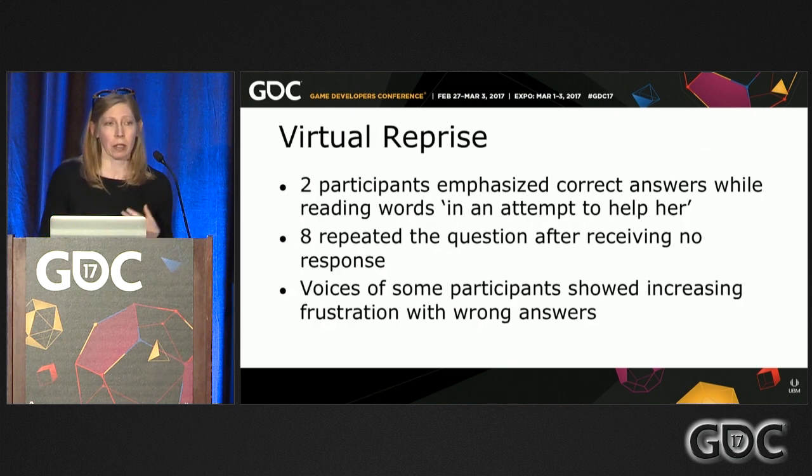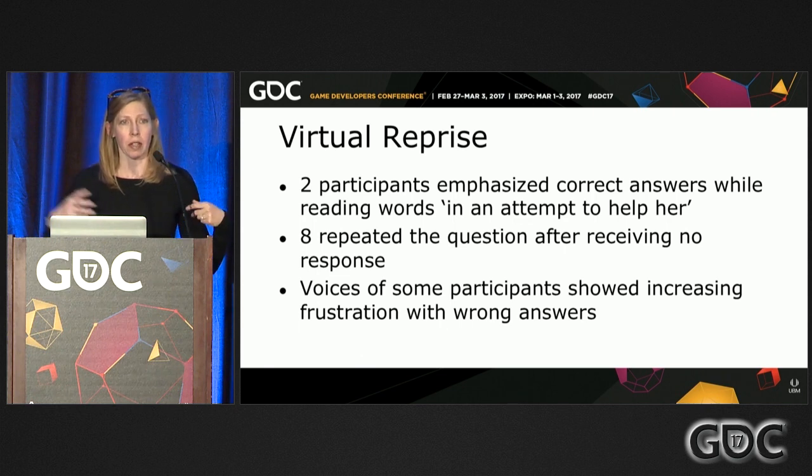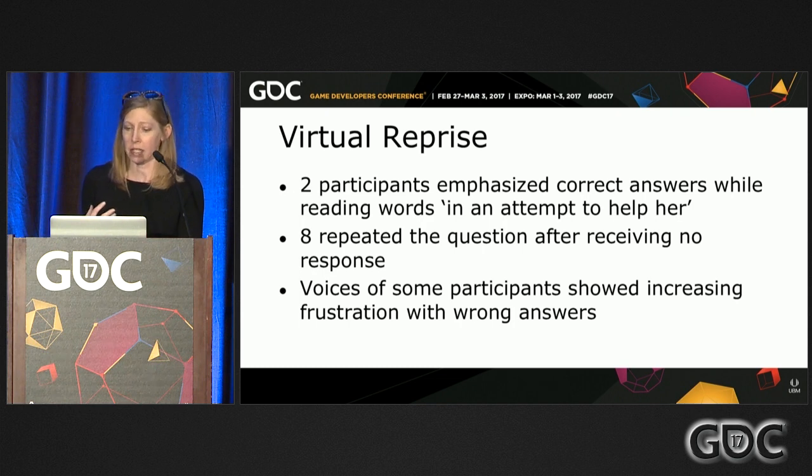They had to read words, and then the virtual human had to repeat them back, and if they got them wrong, they shocked them. Two participants emphasized correct answers, like hint, hint, and when asked about it later, they said they were trying to help her. Eight repeated the question after receiving no response from the quiet virtual human, like, hey, come on, let's go, even though they knew she was fake. They showed increasing frustration with wrong answers.